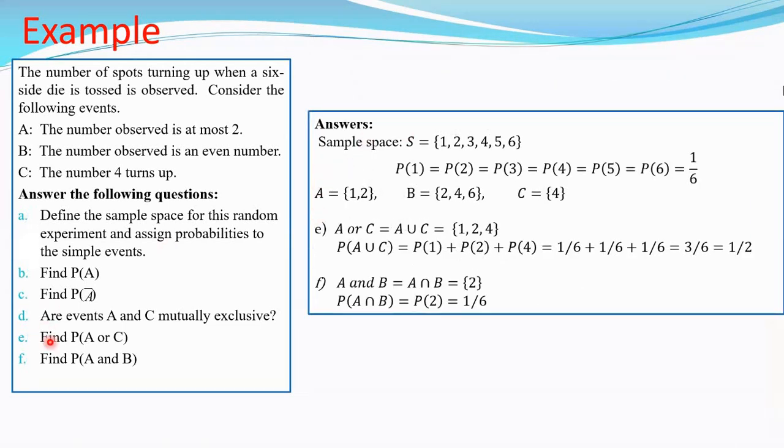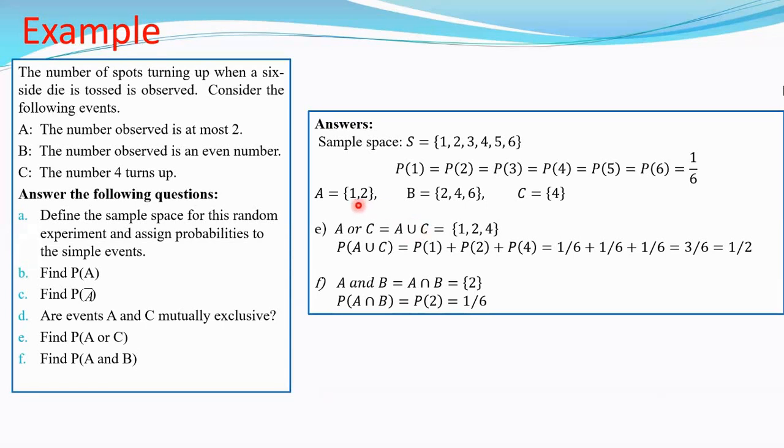Then part E, find the probability of A or C. So now we are looking at what is A or C. That is either A or C or both can occur. First we have to find out what are the possible simple events which belong to A or C. So we can write it as A or C.